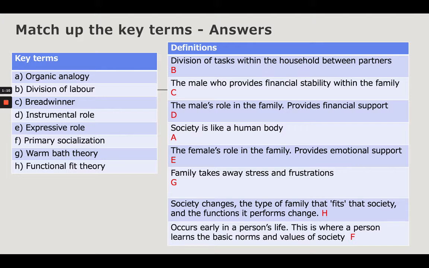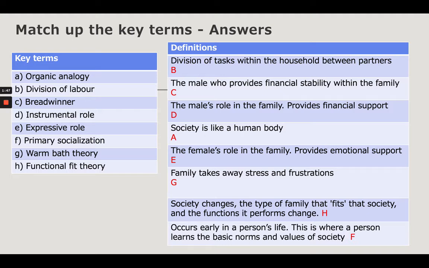Society is like a human body, is A, organic analogy. The female's role in the family, she provides emotional support, is E, expressive role. Family takes away stress and frustrations, is G, the warm bath theory. Society changes, the type of family that fits that society, and the functions it performs changes, is H, functional fit theory. And lastly, it occurs early in a person's life. This is where a person learns the basic norms and values of society, is F, primary socialization.